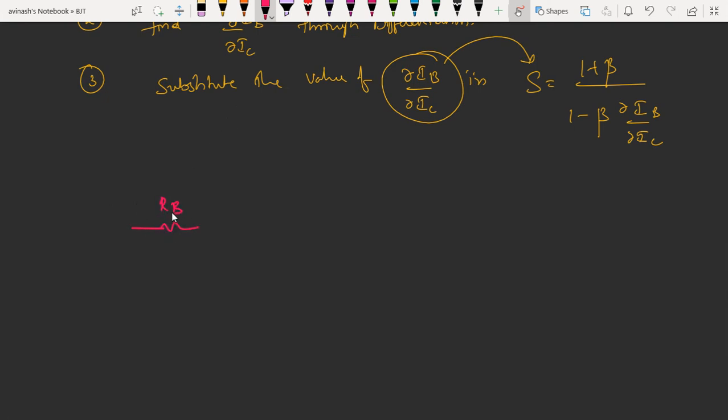This is the base resistance RB, connected to an NPN transistor, having the collector resistance RC. This is the collector voltage, and this is the emitter resistance RE, connected to ground.